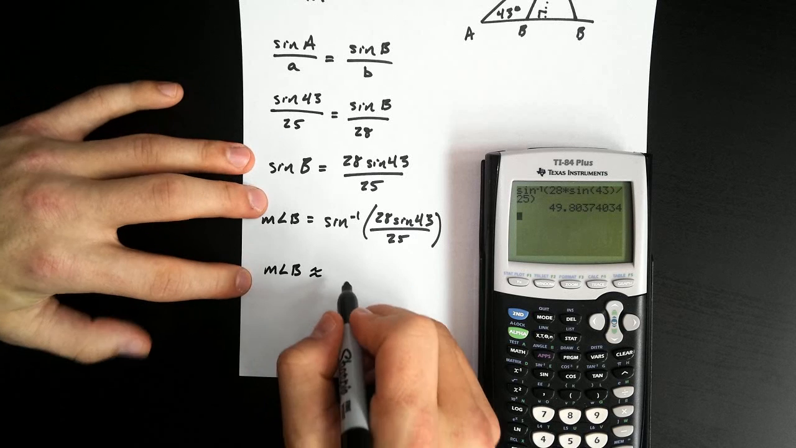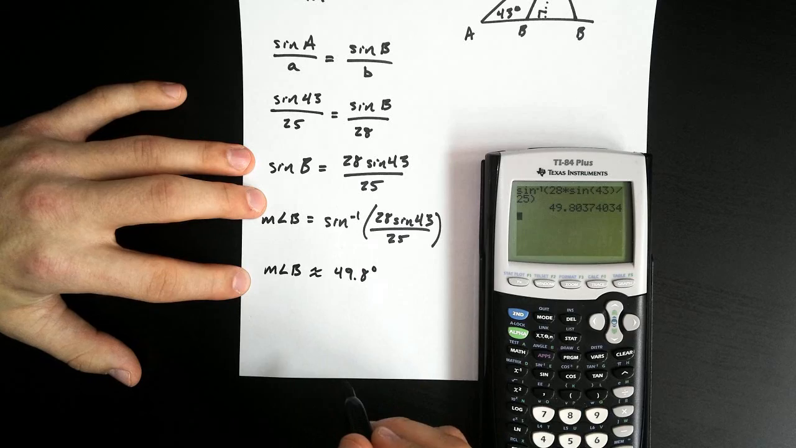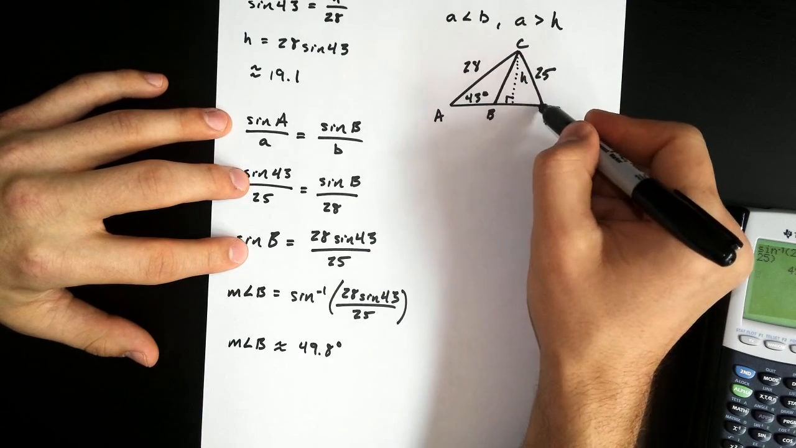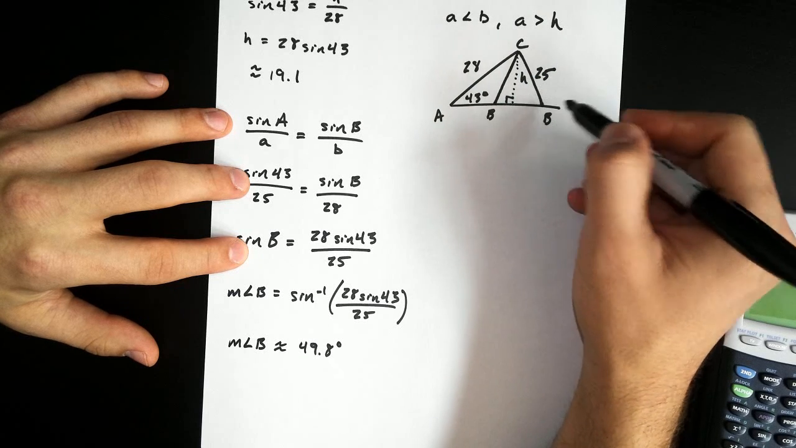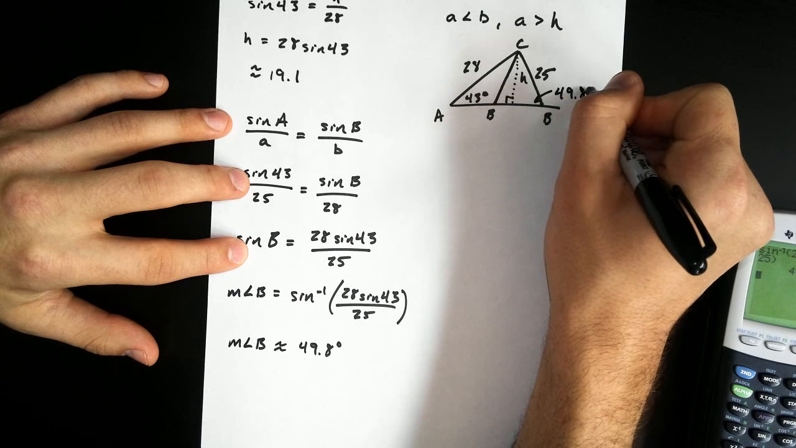So one possibility is angle B is about 49.8 degrees. So that is an acute angle, so that would be the bigger triangle here, where side length A is coming out to the outside. So this is 49.8.